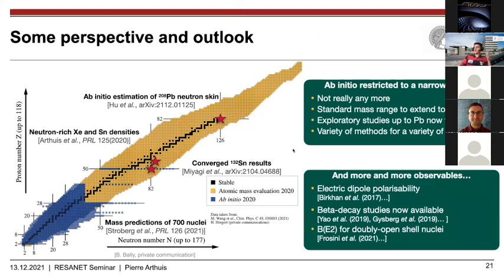Especially in terms of observables, people are always extending the methods to tackle new things: electric dipole polarizability, beta decay studies, BE2s for doubly open shell nuclei. So really the field is moving quite quickly and expanding its abilities very fast, and that's quite an interesting time that we are living in.